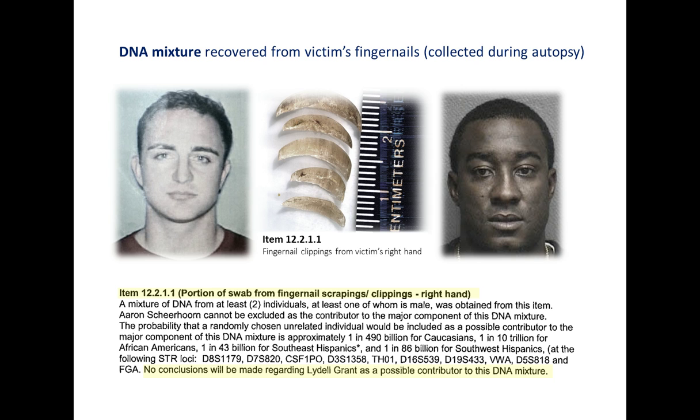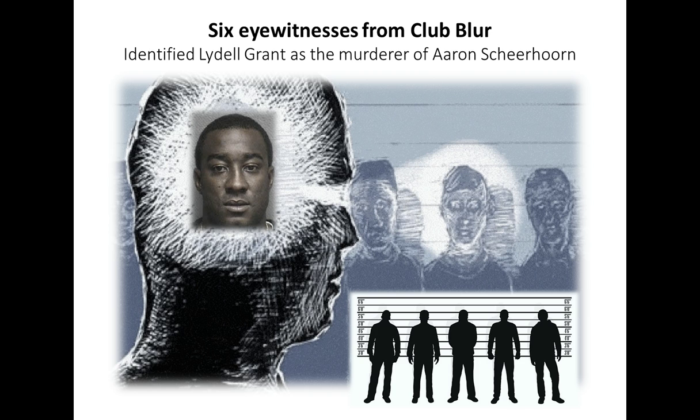And so it kind of left the door open in the minds of the jury that, oh, well, she's not saying Lydell Grant's DNA is not there. It could be there. Could very well still be there. And then you add that on top of the fact that there were 6 eyewitnesses that testified and visually identified Mr. Grant, and as you can imagine, that was enough to seal his conviction. So again, you've got 6 eyewitnesses that are saying Lydell Grant was the man that stabbed Aaron Scheerhoorn to death.